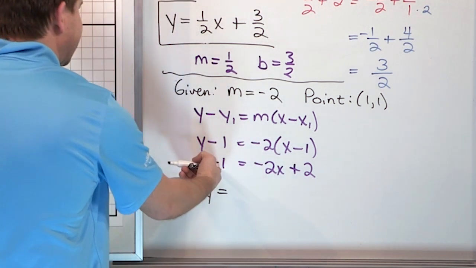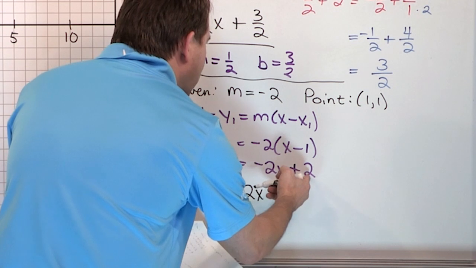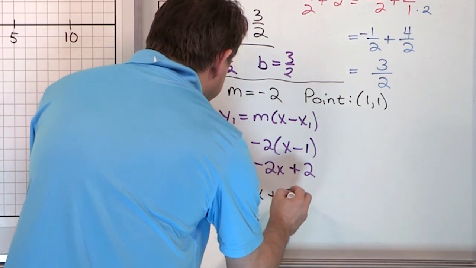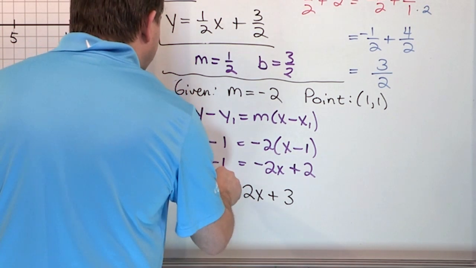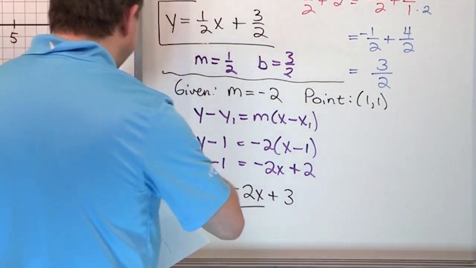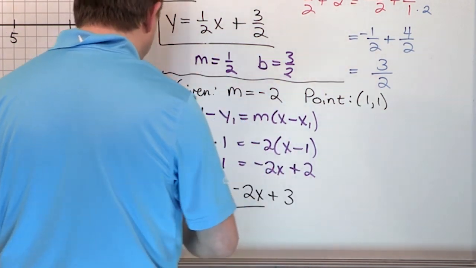Because adding 1 will kill it on the left, and on the right I'll have -2x, and then if I add 1 over here, I will get a +3. Right? So I now have, first of all, I can circle this and say this is the equation of the line that I get from a value of a slope of -2 going through this point.